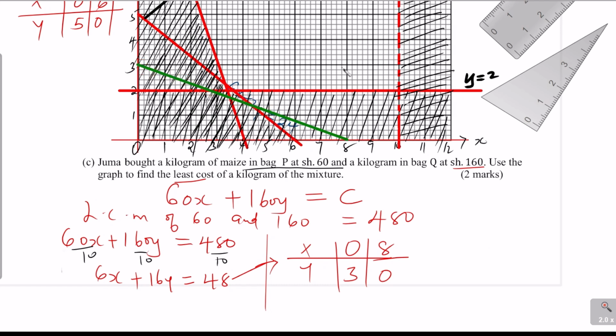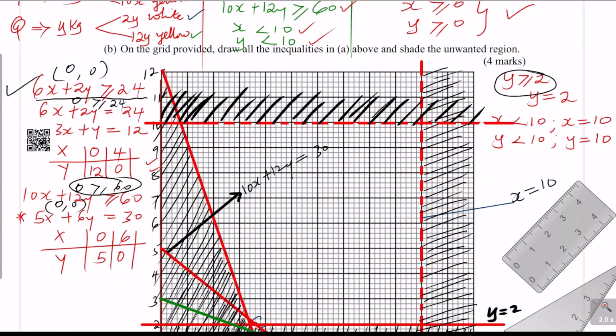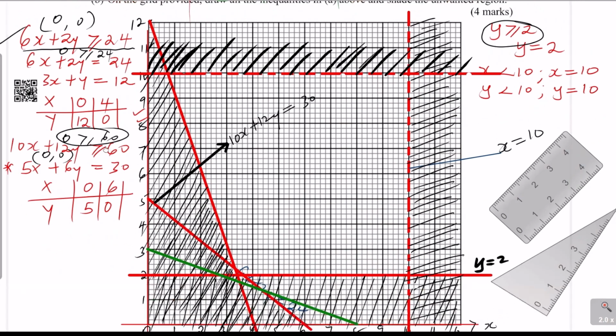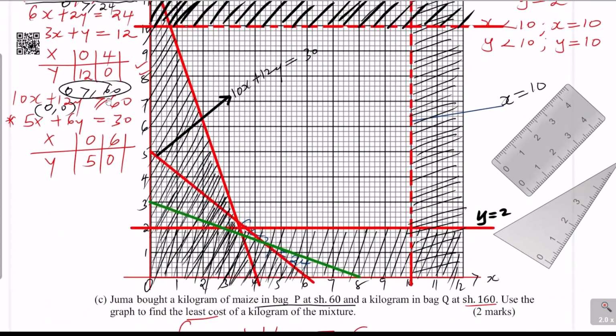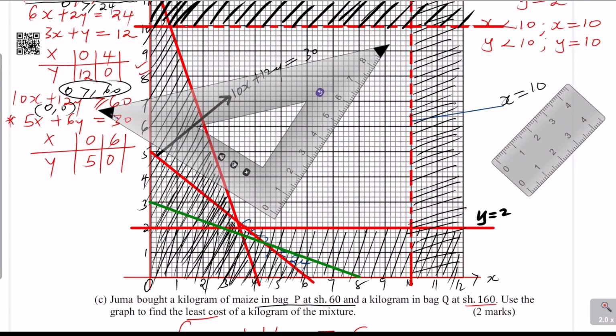Then from there, now to get the number of kgs for P, that is x, and then for Q, we're going to use a set square and a ruler to slide. And this is what you're going to do. So get a ruler and a set square to do this. So there I have my set square, and then a ruler.